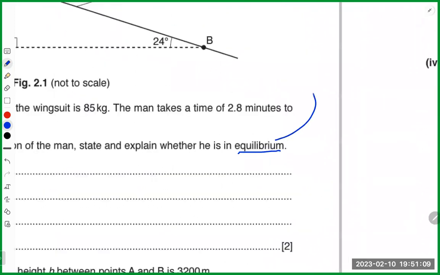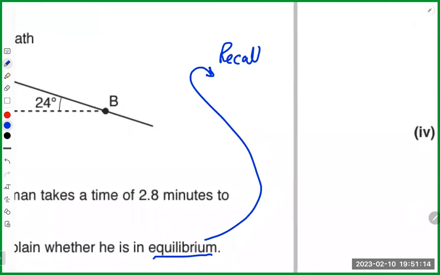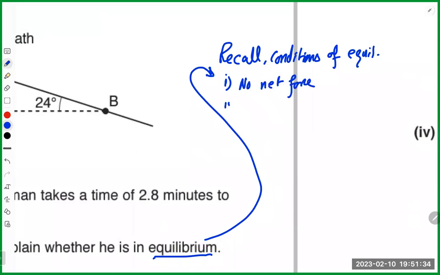In the back of your head, you should recall the conditions of equilibrium, which are number one, no net force. Number two, no net turning. So no net force means no acceleration. If there is no net force, there will be no acceleration.